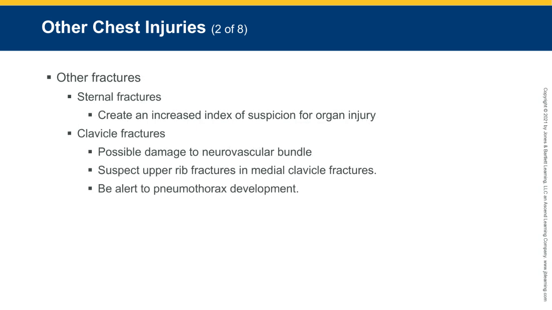Sternal fractures increase the likelihood of underlying organ injury. Clavicle fractures may damage the neurovascular bundle. Upper rib fractures, particularly medial clavicle fractures, should raise suspicion for pneumothorax.